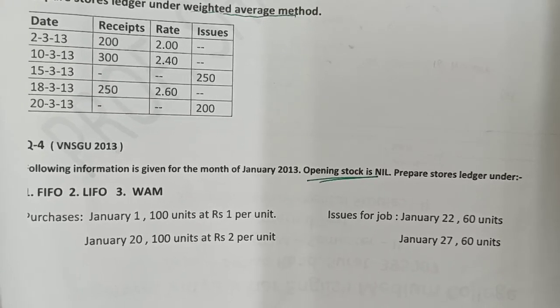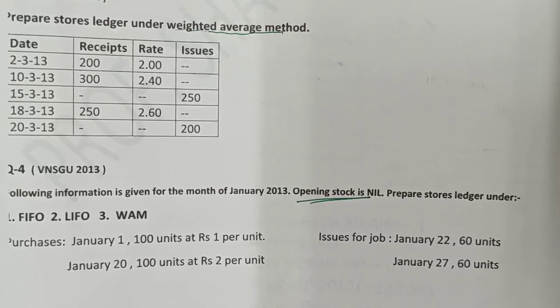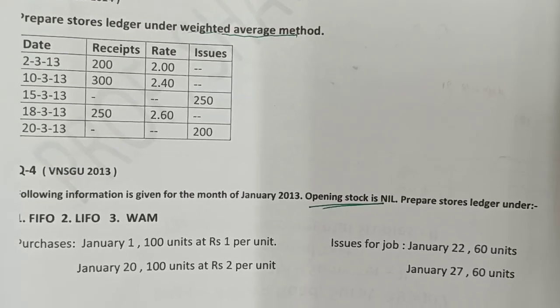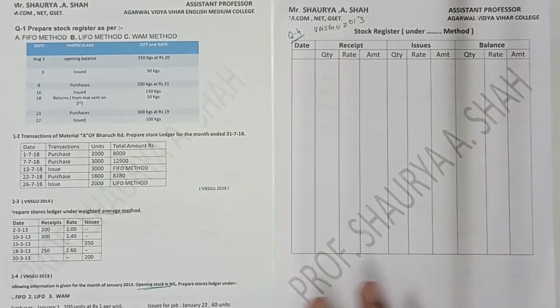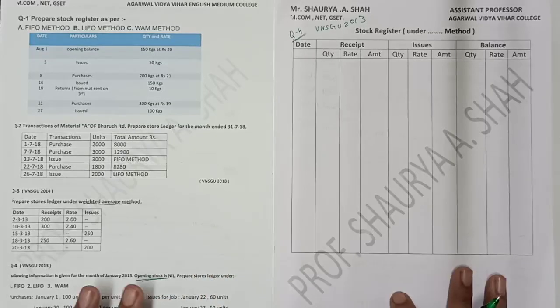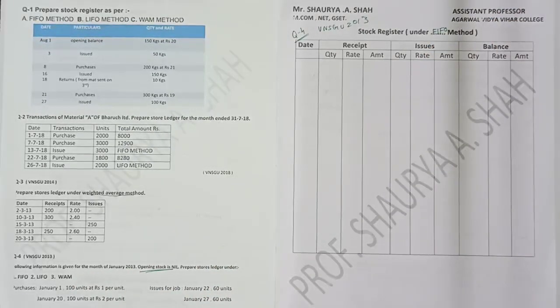Only a very small amount of information is given. There are 2 issues and 2 purchases, but you need to prepare 3 statements for them. So we'll be quickly starting with that part, not much difficult. The first method you need to do is the FIFO method, so we'll be starting with the stock register under the FIFO method.